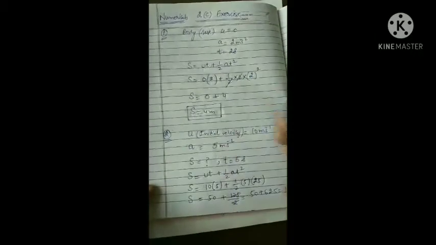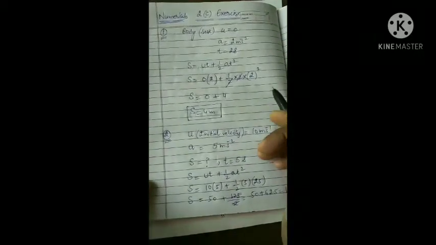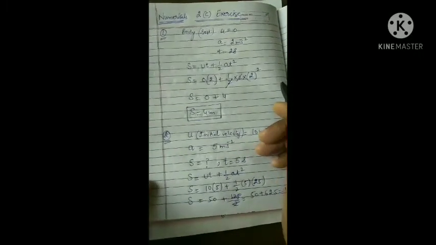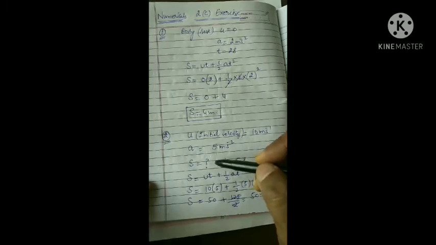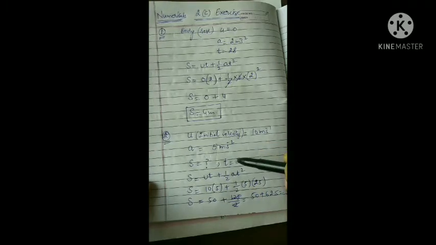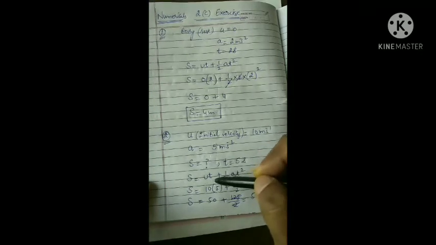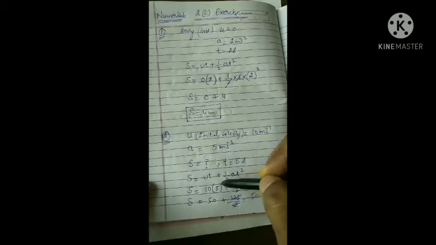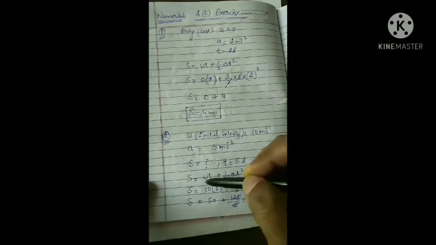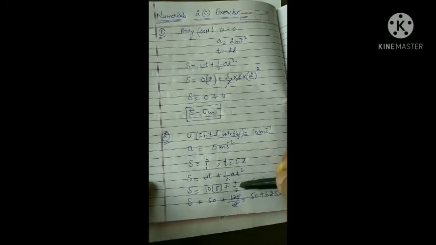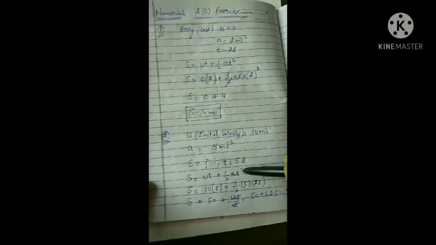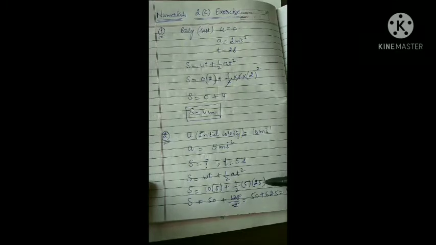In second numerical, body starts with the initial velocity, that is 10 meter per second, and acceleration is 5 meter per second square. You have to find displacement in time 5 seconds. Again apply second equation, s is equal to ut plus half at square, nothing is 0, substitute the values, u is 10, t is 5, half into 5 into t square, 5 square 25.